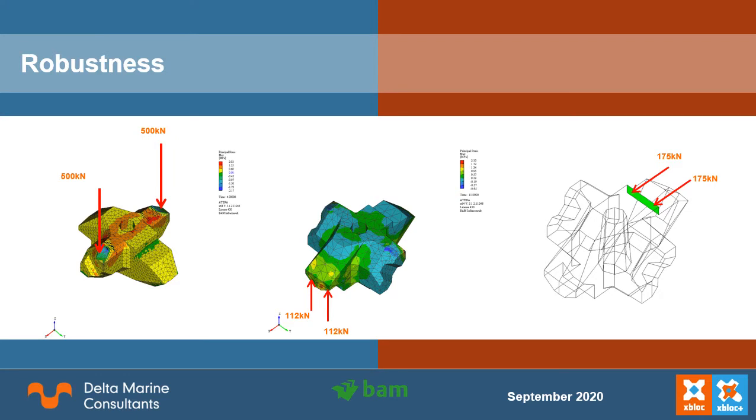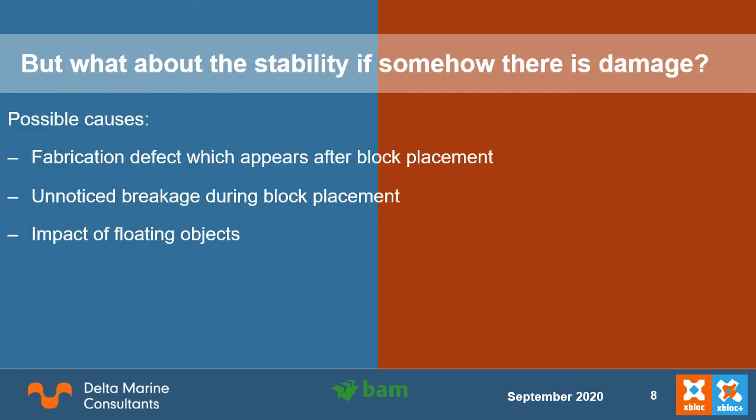Another aspect which is very important for the reliability and the resilience of the structure is the robustness of the blocks. The XBLOCPLUS is a very bulky unit which can take very large forces, so it's a very reliable block also from that perspective. So this brings me to the research question. What would happen to an XBLOCPLUS armor layer if for some reason there is damage?